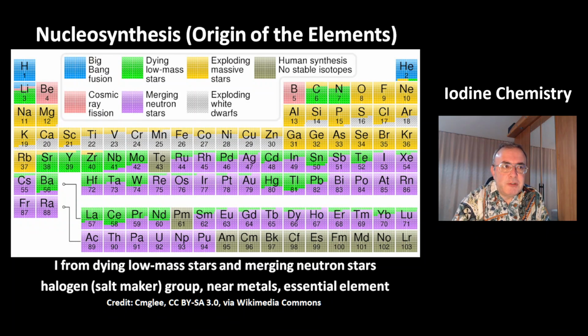This is a picture of the periodic table. Iodine is here. It is a member of the halogen group, salt maker, and it is located near the metals, and it's an essential element. The origin of iodine is from dying low-mass stars and merging neutron stars.